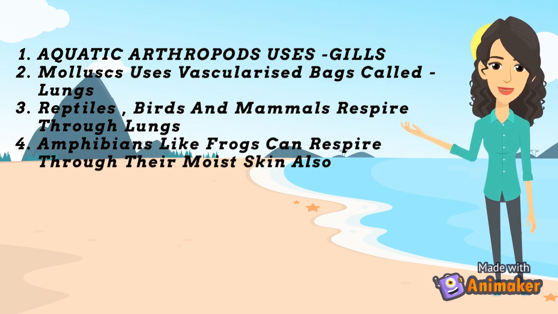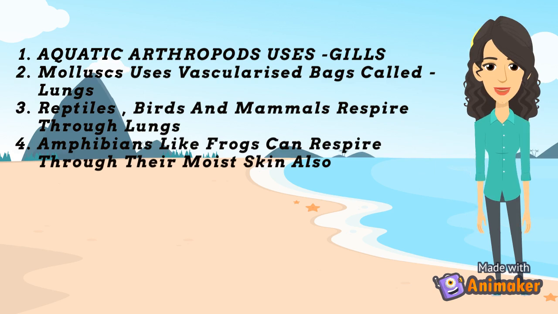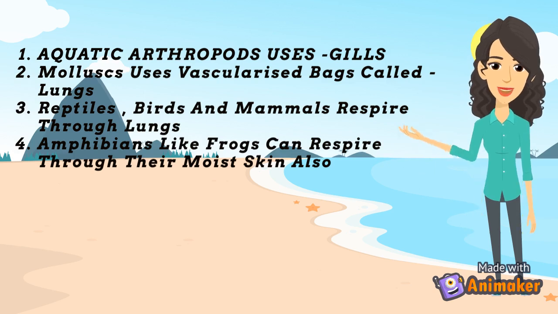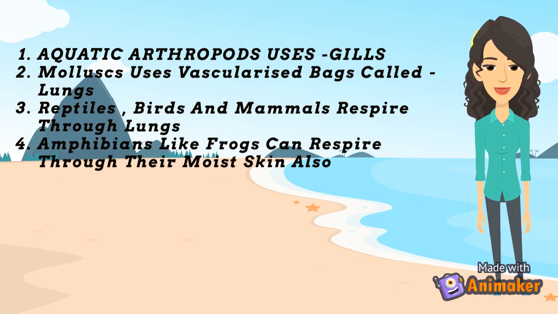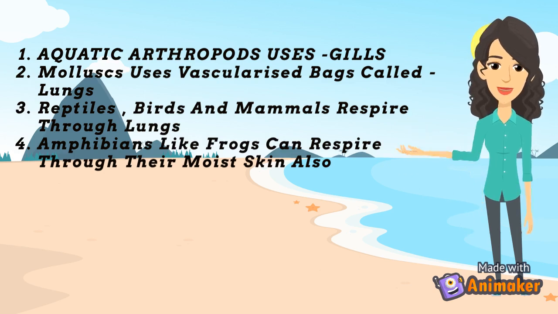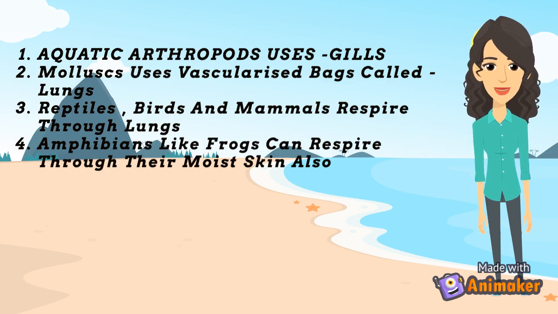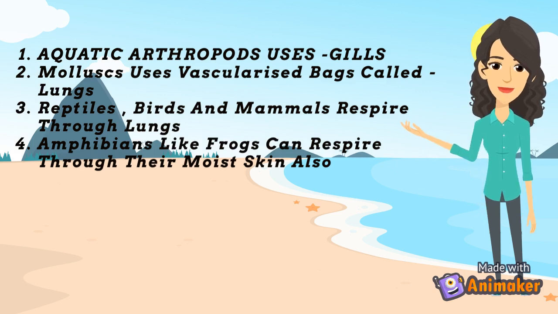Among vertebrates, fishes use gills, whereas reptiles, birds and mammals respire through lungs. Amphibians like frogs can respire through their moist skin. Also, mammals have a well-developed respiratory system. Respiration involves the following stages: diffusion of gases across the alveolar membrane.